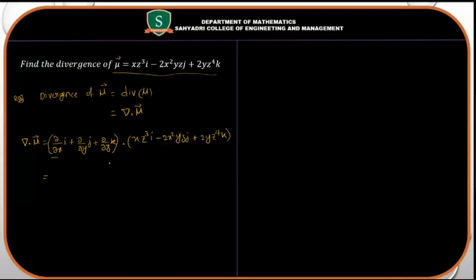So apply the first operator to the i term, that means dou by dou x of xz cube, where i dot i is 1, so no need to write anything, plus dou by dou y of the second term, minus 2x square yz, plus dou by dou z of 2yz power 4, that means the third term. So this one is equal to, Ishran, can you tell the answer? Ishran?